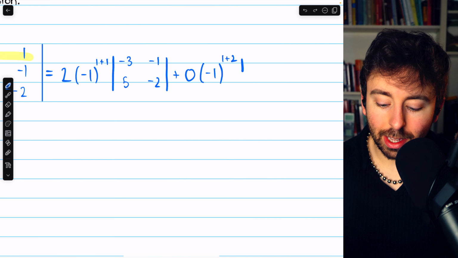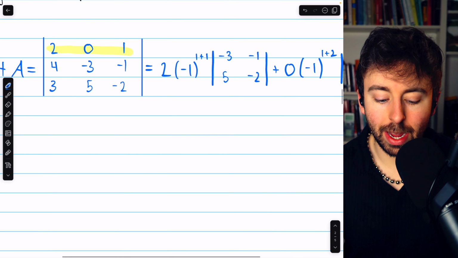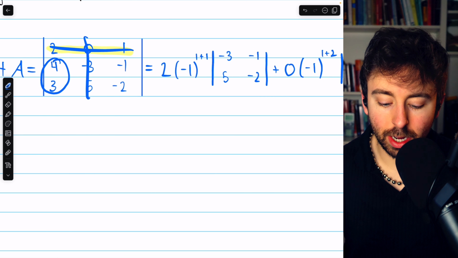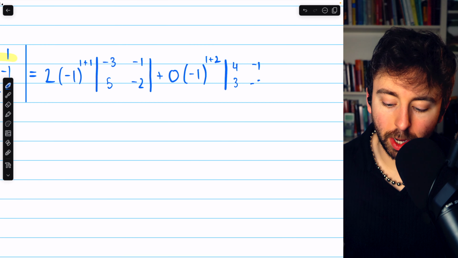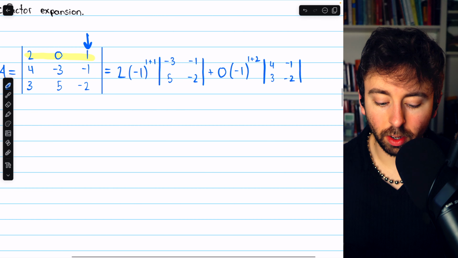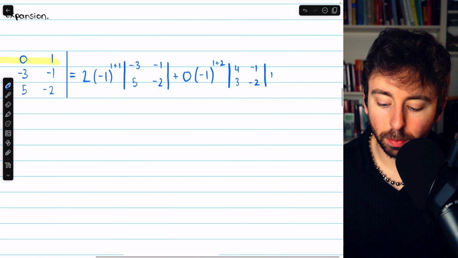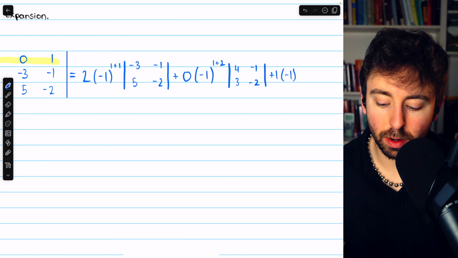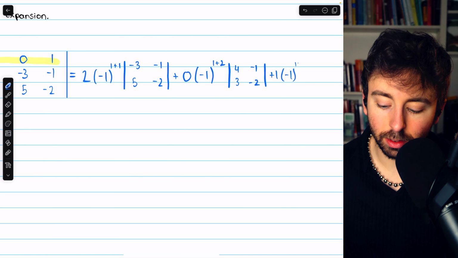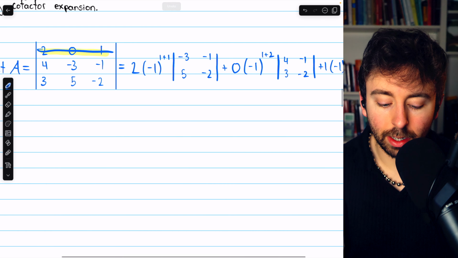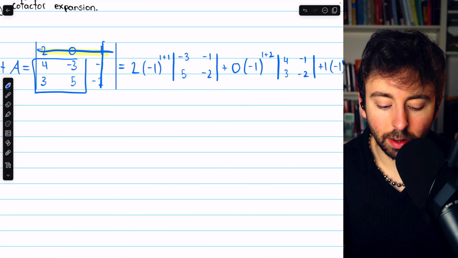Then we also have to multiply this by the determinant of the submatrix that remains when this entry's row and column are deleted. So that's 4, 3, -1, -2. So there's the determinant of that submatrix. Then we move on to the last entry, which is 1. So we have plus 1 multiplied by its cofactor, which begins with -1 to the power of the row number plus the column number. So 1 plus 3, and then multiply by the determinant of the submatrix that remains when this entry's row and column are deleted, so the determinant of that there.